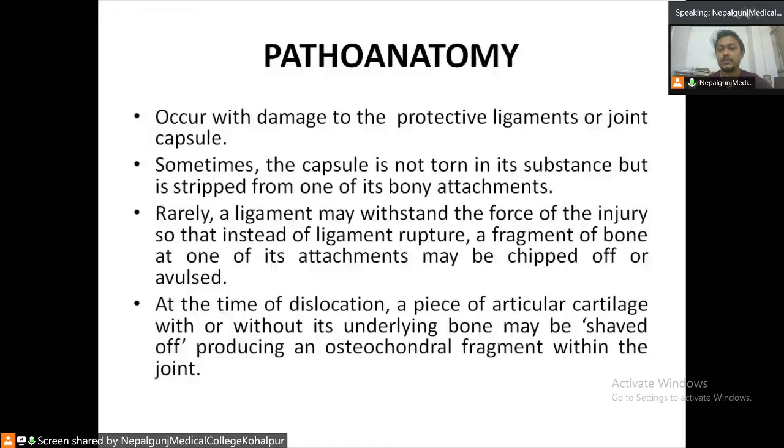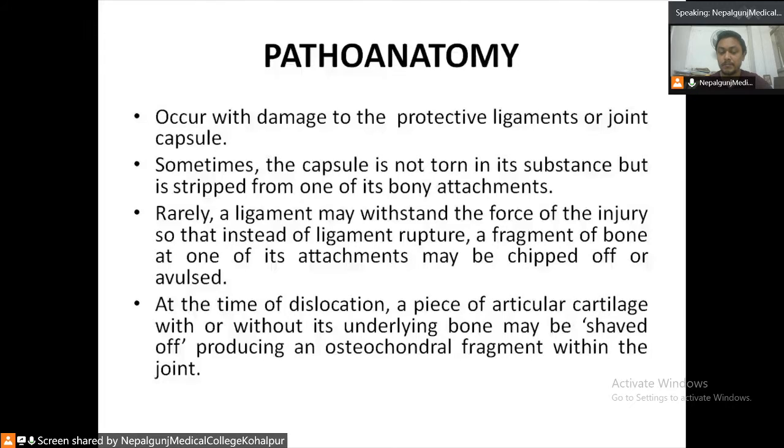So this scenario you see in a case of an ankle injury, or sometimes in ankle subluxation, what we see is there is a partial avulsion of a fibular portion or some part of the talus. So there is an area of a ligament which gets avulsed or chipped off, or at the time of dislocation, a piece of articular cartilage, with or without its underlying bone, may be shaved off. This can also occur in subluxation or the process of a dislocation.